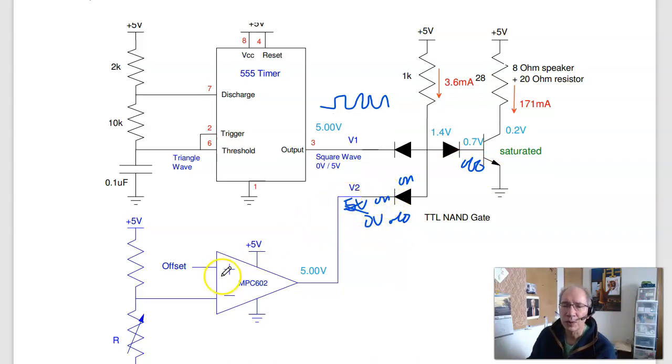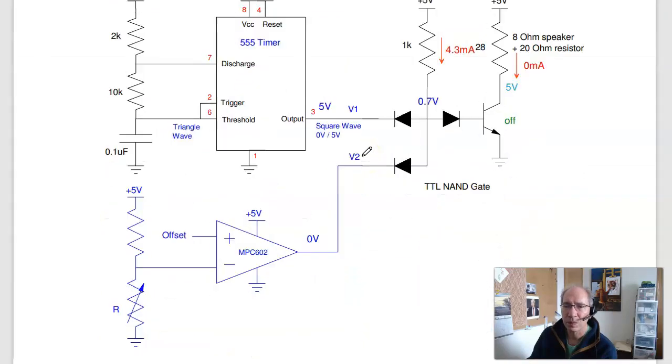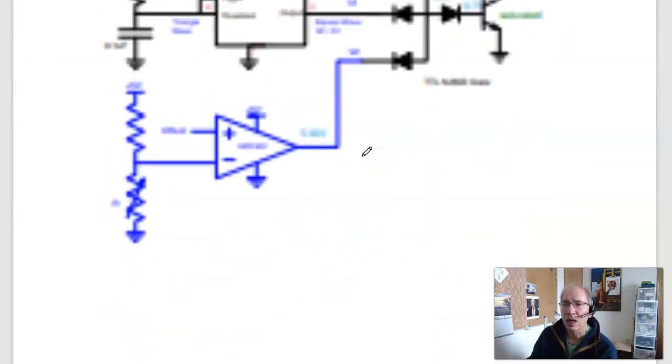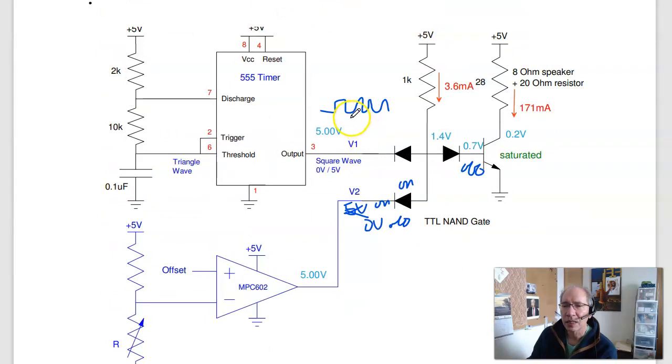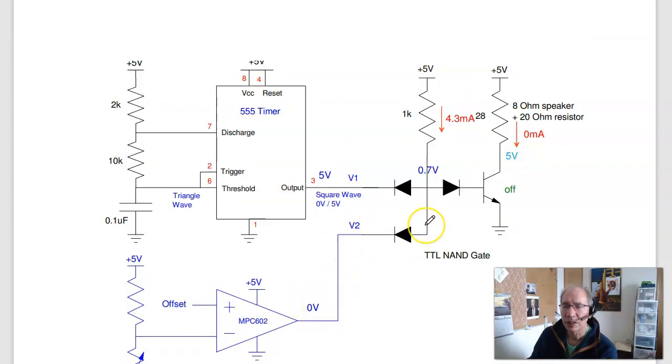To control that, I can use a comparator. When the temperature gets too hot, I want this to output 5 volts, saying turn on the temperature alarm. So again, the two cases are when the input is 5 volts, this works. When this is 0 volts, the alarm is off.